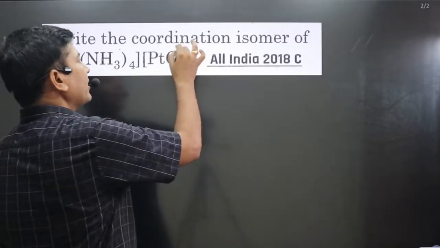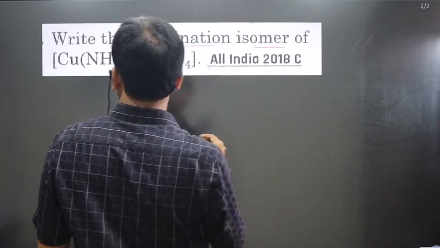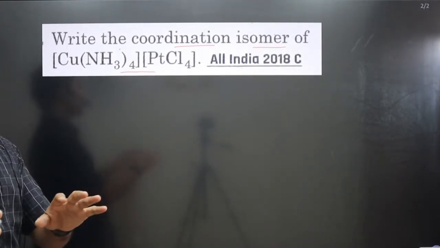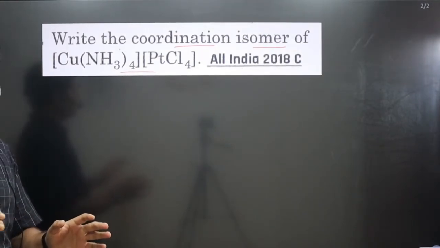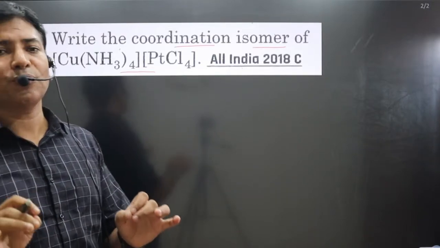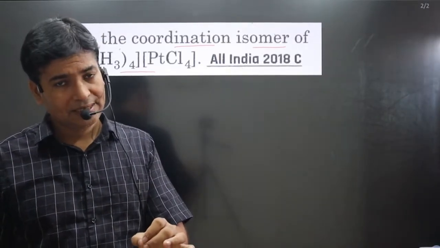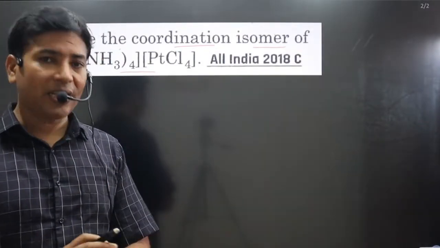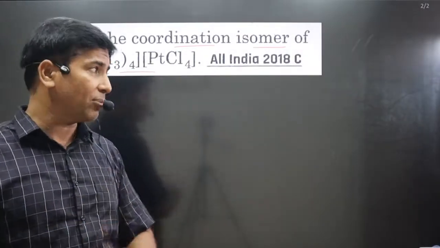The question says write the coordination isomer of the given complex. For this given complex, we have to write a coordination isomer. And always keep in mind, coordination isomer is the isomer in which interchange of the ligands takes place between the central metal atoms, between the two central metal atoms.